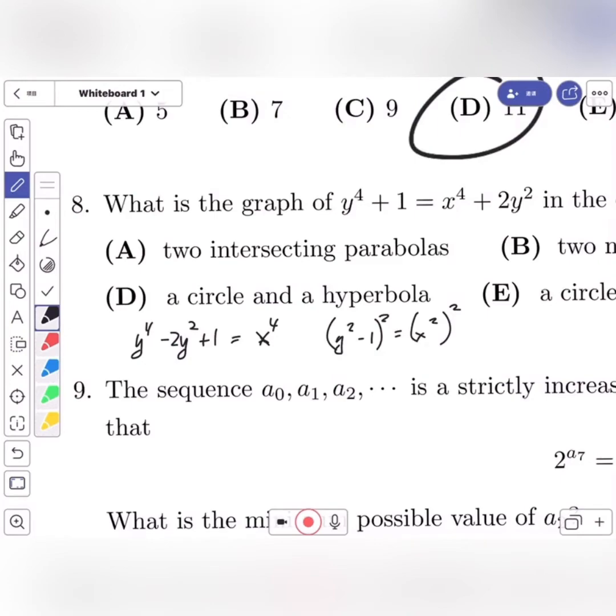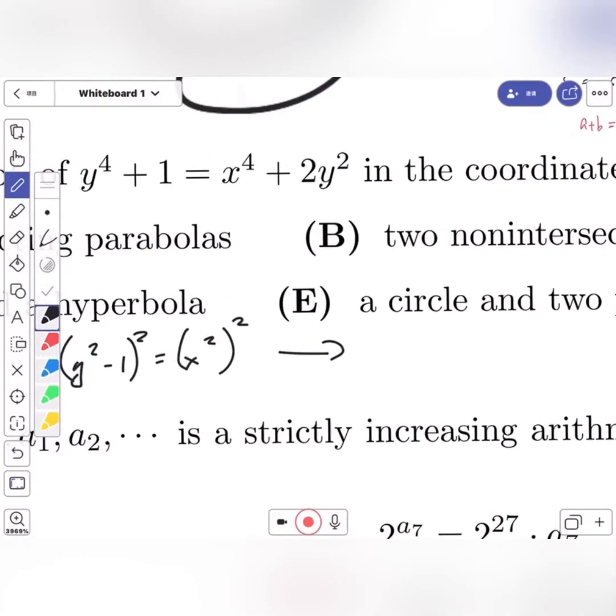Now this one actually produces two cases. Well, the first case would just be y squared minus 1 is equal to x squared. So this one just gives us y squared minus x squared is equal to 1. The second case is what? The second case is basically y squared minus 1 is equal to negative x squared. So this one gives us x squared plus y squared is equal to 1.